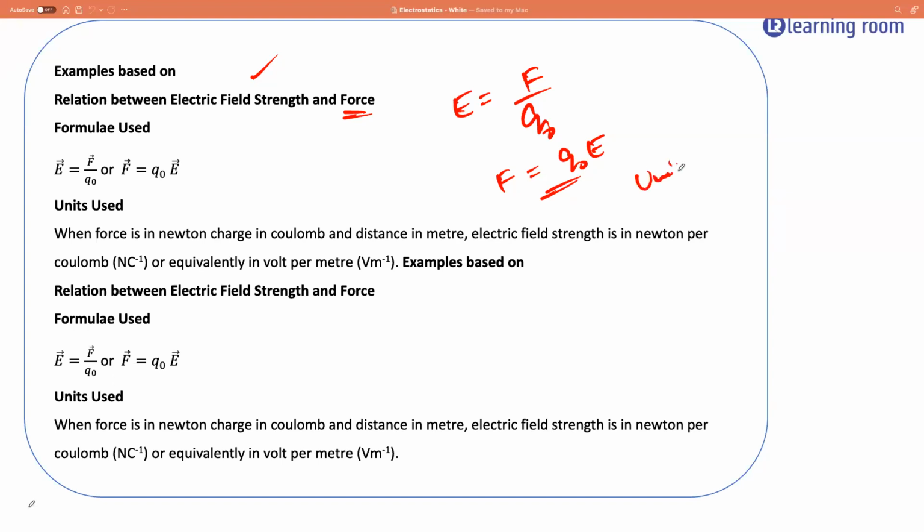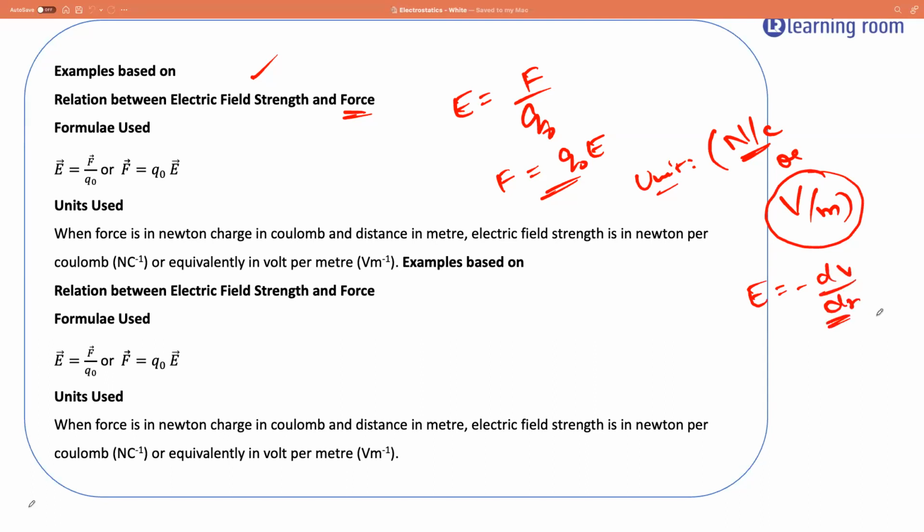So what is going to be the unit of electric field? It is going to be Newton per Coulomb. What is the other unit for electric field? Volt per meter. Do you remember this? It is also measured in terms of volt per meter because E is also given as negative of dV divided by dr. What is this dV by dr called as? Potential gradient. It's called potential gradient.